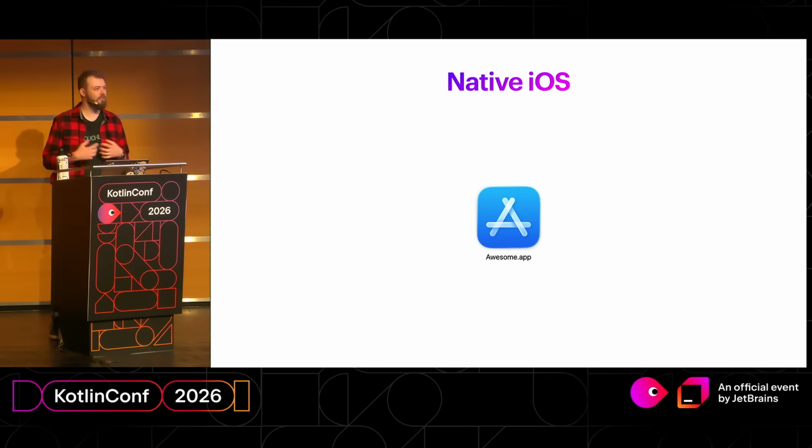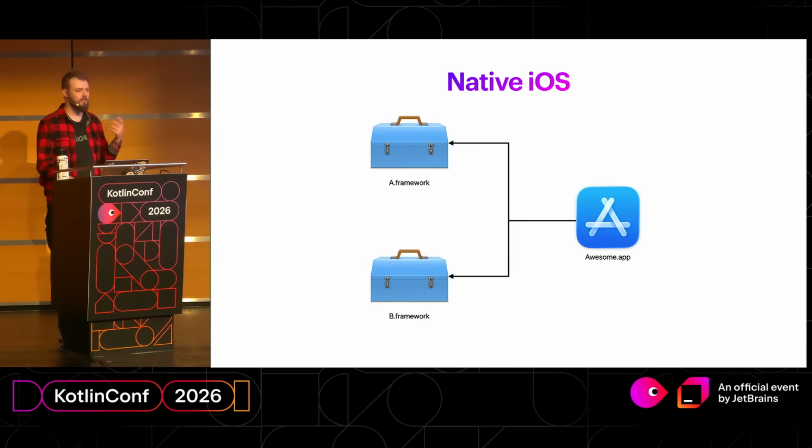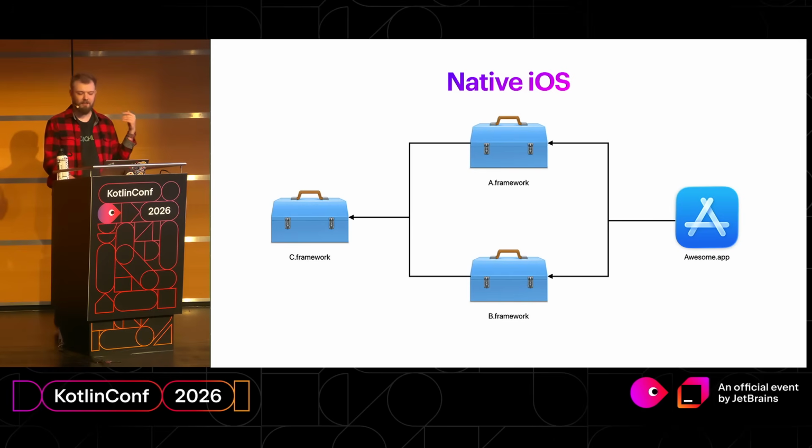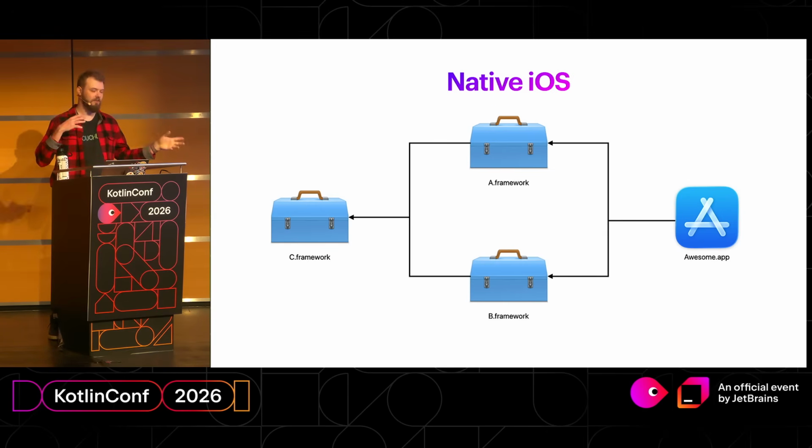So, the lifecycle of a very small and awesome app, purely native, all Swift, no KMP. As time goes on, the team starts modularizing the app. They add 2 modules, A and B. And as time progresses some more, they modularize more. They have some frameworks that are shared between their other frameworks and have some shared logic.